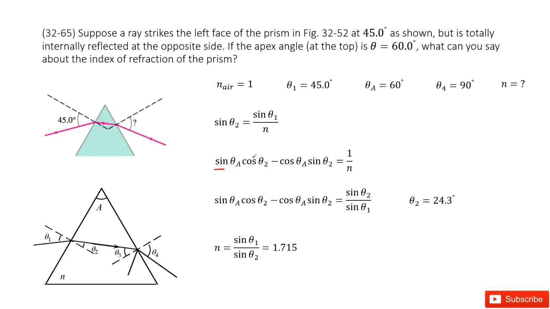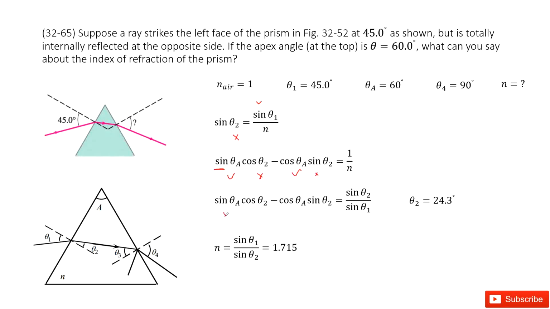Now we have theta A, this one is given. Theta 2, we don't know yet. We have 1 over n. And on this side, we have theta 2 and theta 1. Theta 1 is given, theta 2 we don't know yet. It looks like we can replace 1 over n, so we can solve for sin theta 2, right? So now 1 over n can be written as sin theta 2 over sin theta 1, and the equation looks like this.